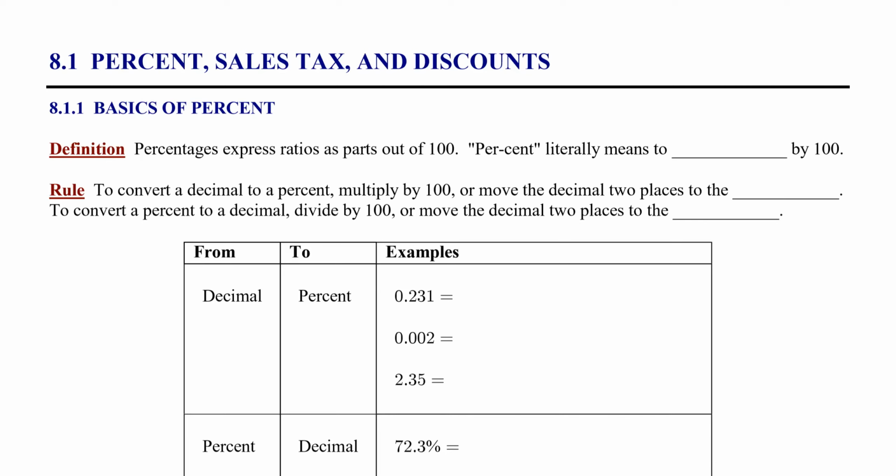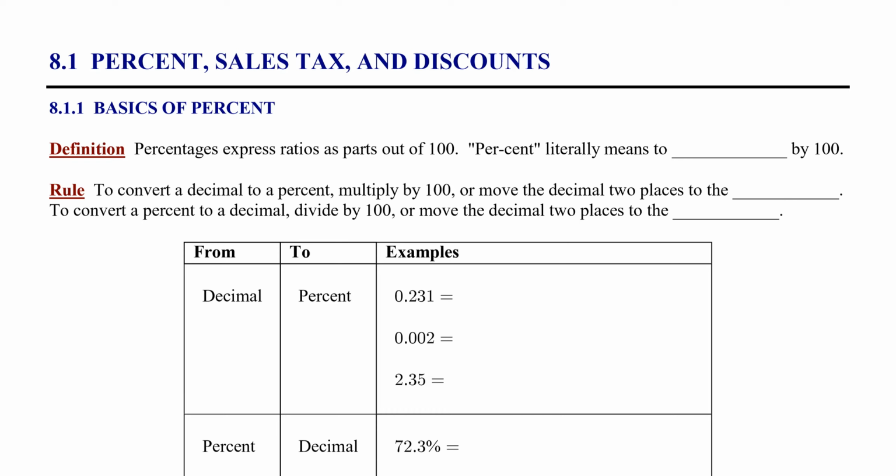We will examine concepts such as simple and compound interest, savings accounts, and loans. We'll learn about how to save for retirement or how to save for a college fund, and even how to calculate car payments and house payments. In Section 8.1, we're going to begin with some basics, some real foundational concepts: percent, sales tax, and discounts.